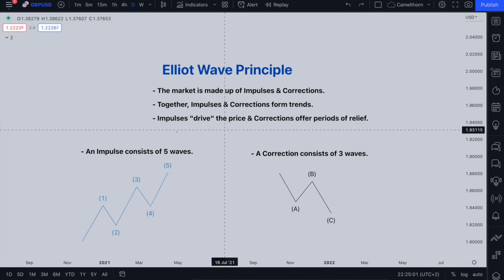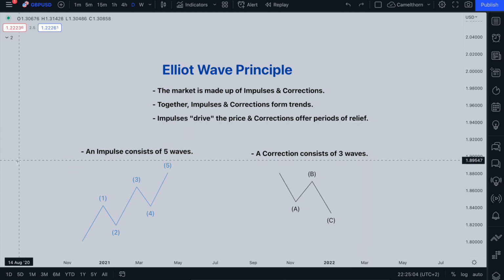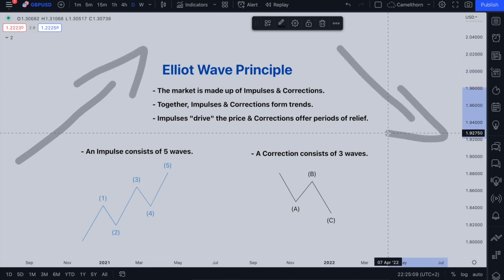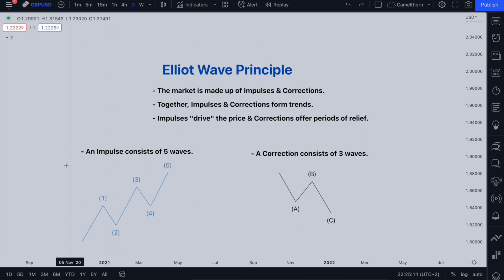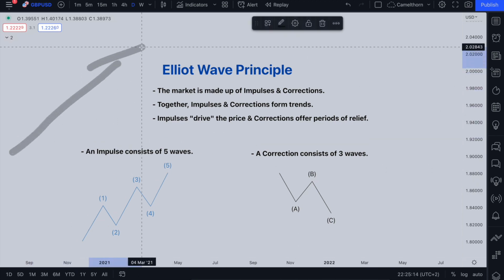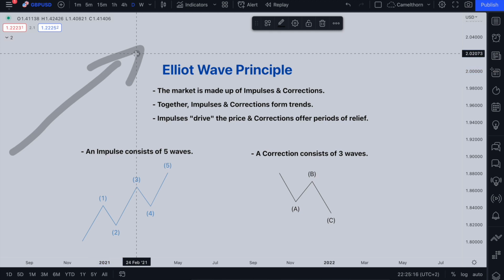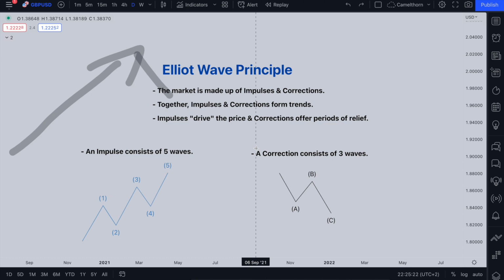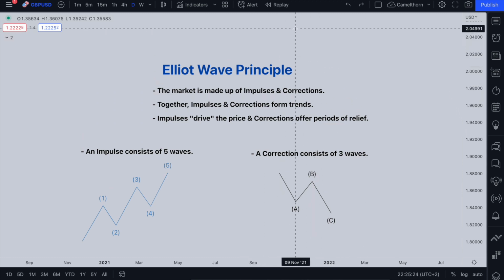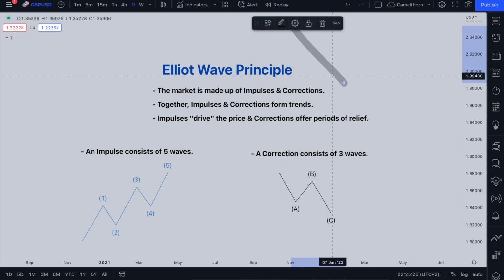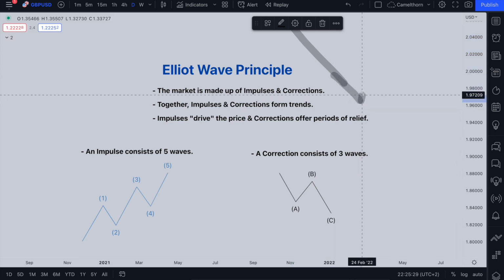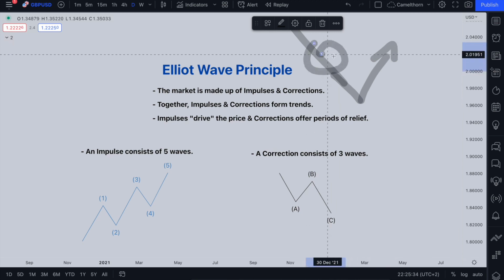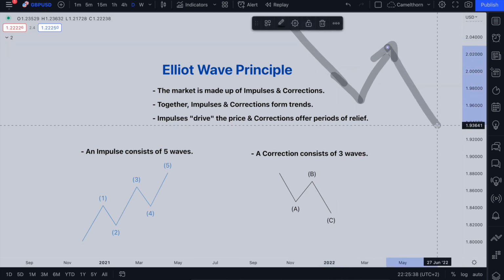Because think of it this way, price action never just goes in one direction. Price action never just goes up. Price action never just goes down. Whenever we have a sustained period of bullish pressure, there will be some bearish relief before price action continues with the underlying bullish trend. And then obviously, inversely, whenever we have sustained periods of bearish pressure, there will be some bullish corrections to relieve some of this bearish pressure before price action continues down.